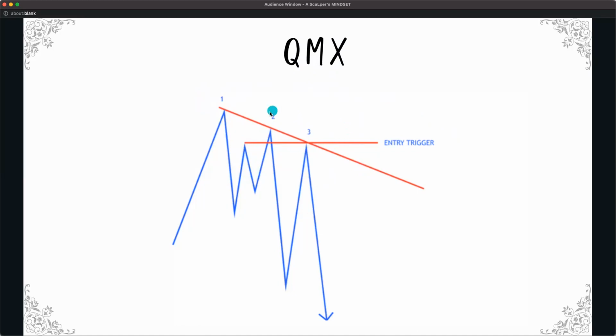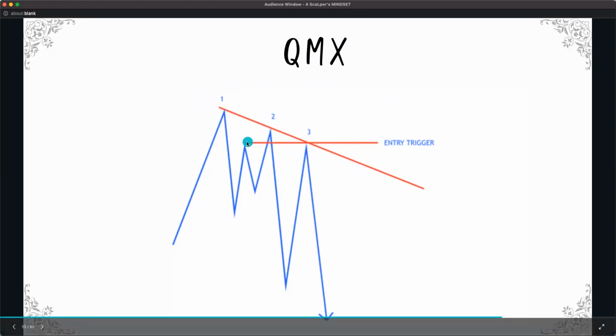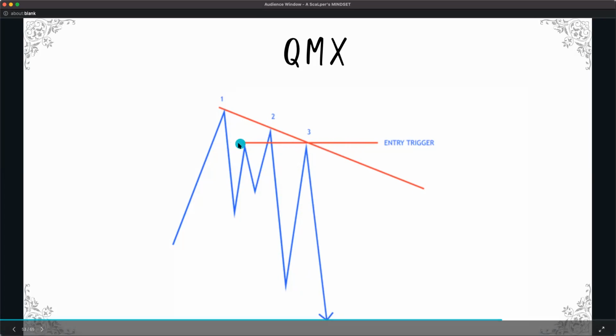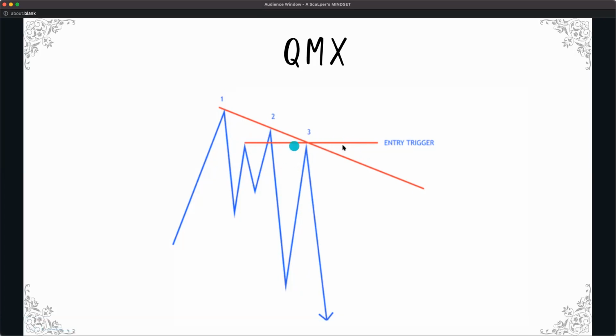Now, all the things that come from the regular QM, and this is why I teach the QM first, those confluences on the QM, such as how we adjust our stop loss based on our SL size, right? So if the head is too far away from the shoulder, we can use the wick. Also, if there is the supply candle here in line with the left shoulder, then it's adding more confluence to the trade.